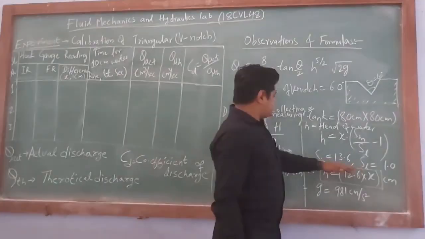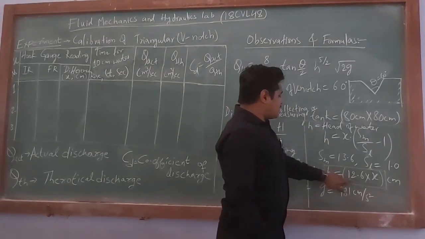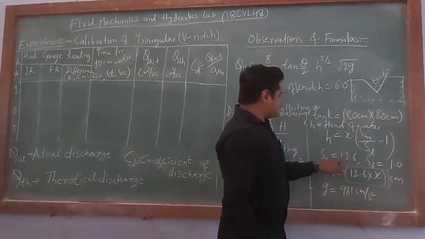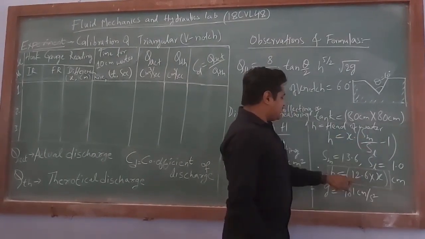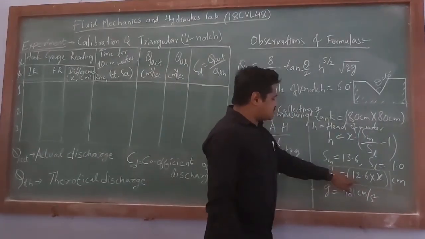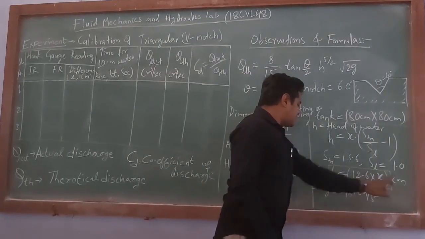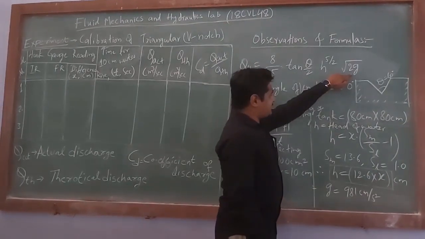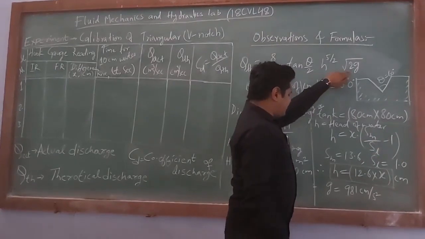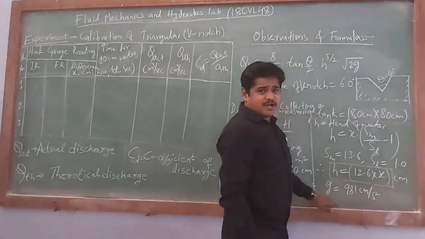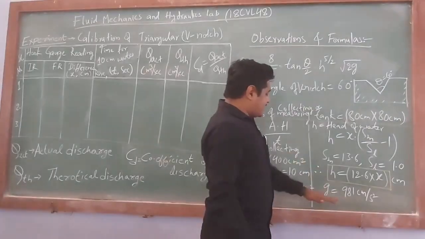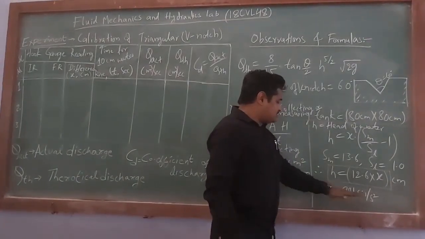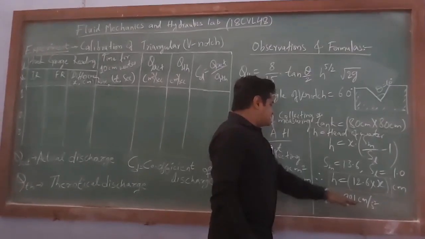These won't change. So H is equal to 12.6 into X. That is, we will be substituting 13.6 by 1 minus 1, which will give you 12.6. So H is equal to 12.6 into X centimeter. And G is nothing but the gravity. The standard is 9.81 meter per second square, but here we are in centimeters, so G is equal to 981 centimeters per second square.